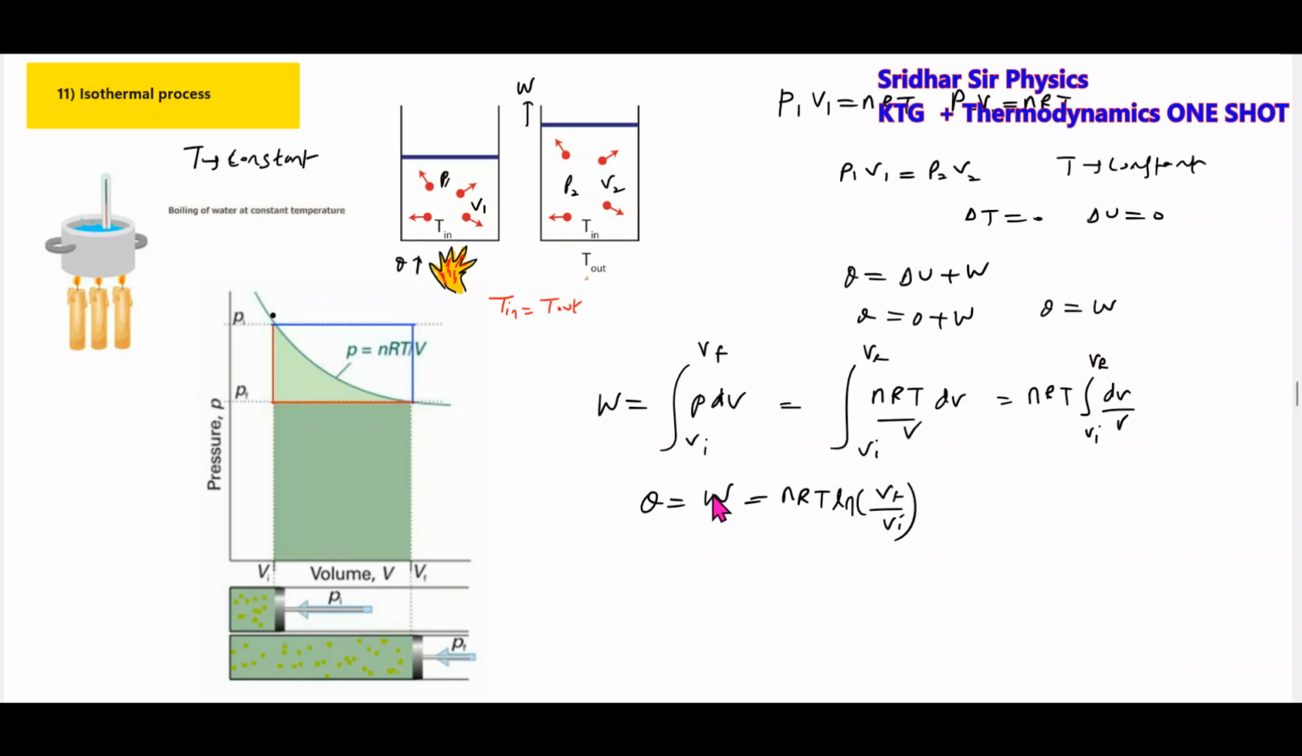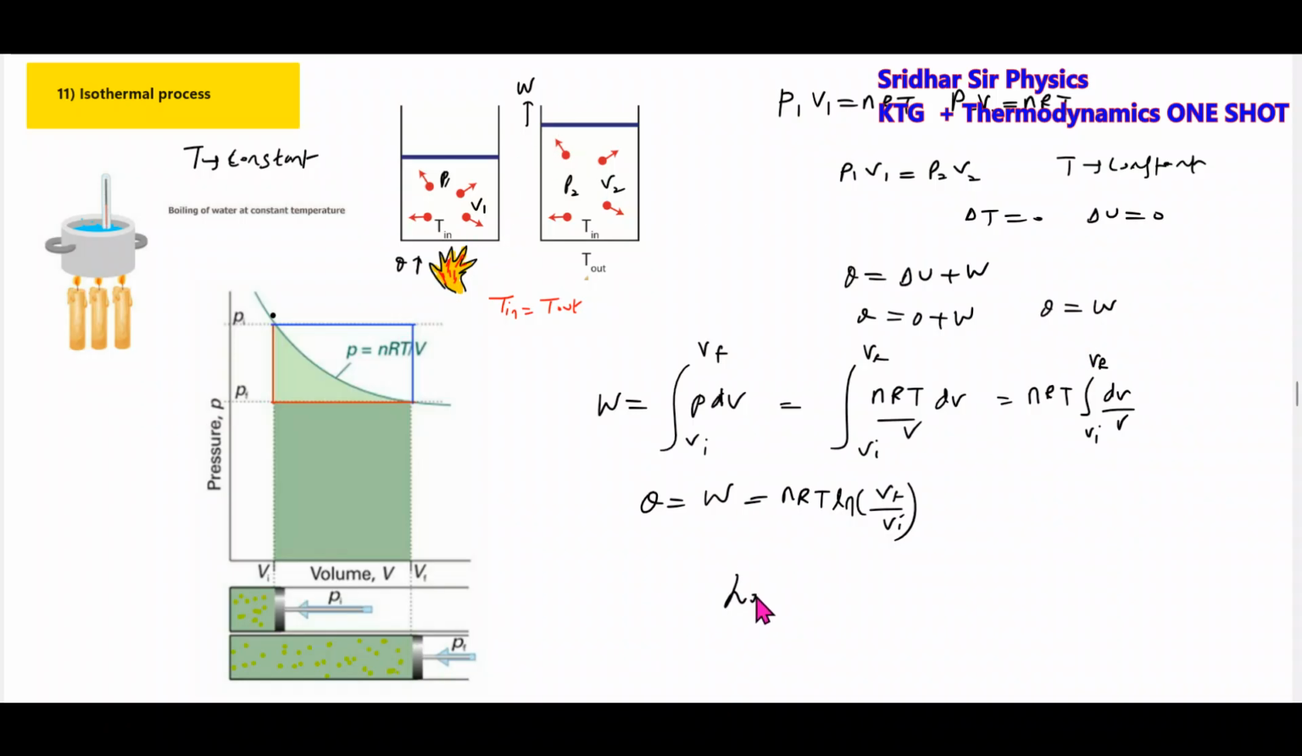There's work done or heat absorbed. In isothermal expansion, heat is absorbed. In isothermal compression, heat will be rejected. So what is the isothermal process? It converts any amount of heat into mechanical work. If you push the piston, work will be converted into heat, or heat into work. This is the basic idea.